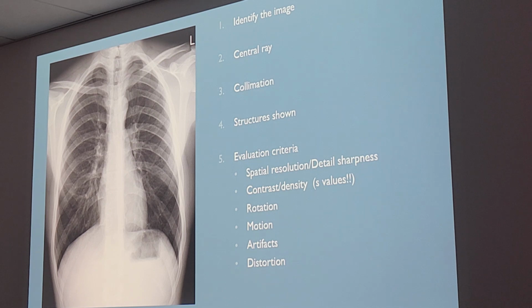Contrast and density. How do we identify if an image had enough kVp and mAs, or the technique was good? It's not burnt out. Digital kind of corrects all mistakes, remember? So how do we identify? S values, it's on the slide. So for a chest x-ray, what is the ideal range?